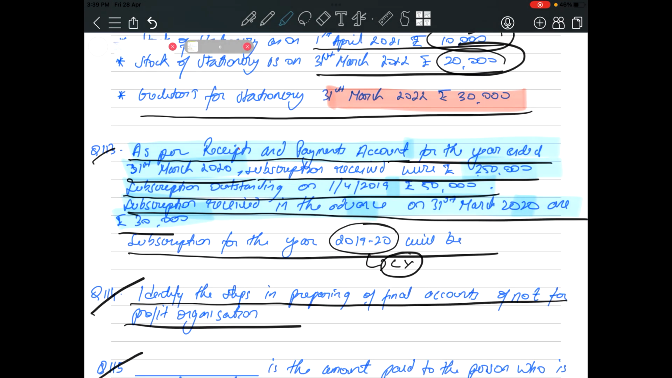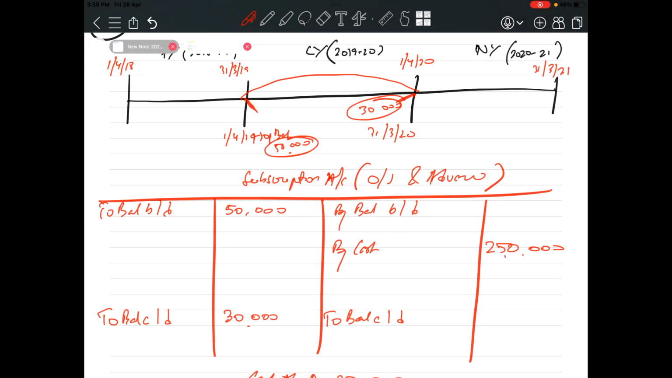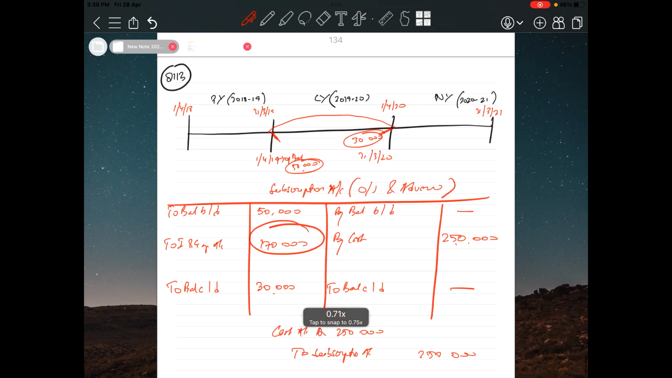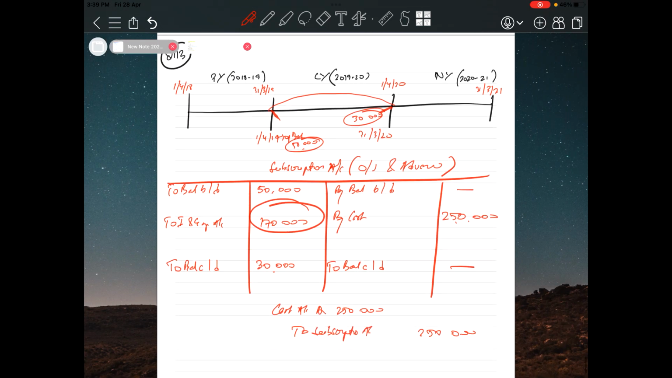Okay, now what's the question saying again? Now no other information given, so we have to find out the subscription for year 1920. So now will there be any opening balance of liability? No. Will there be any closing balance of assets? No. So the balance will be our amount transferred to income and expenditure account. So what is the amount? 1,70,000. To income and expenditure account is 1,70,000. Simple, right? So you can note this down.